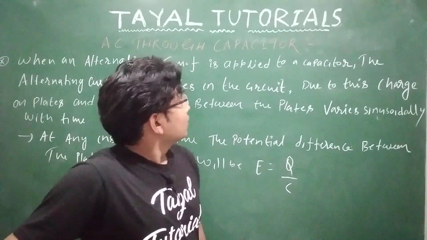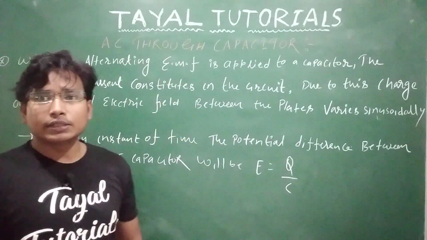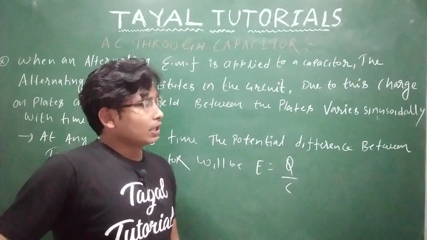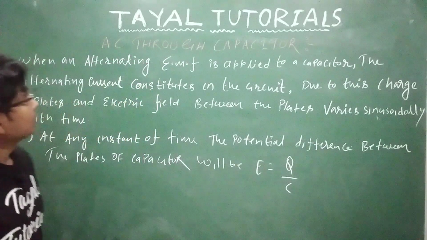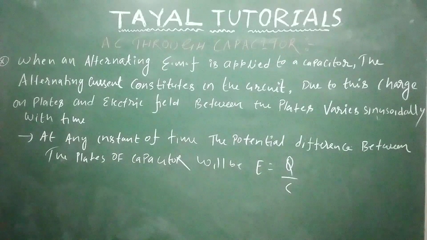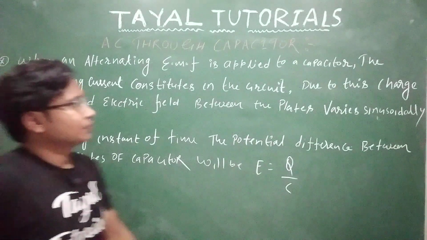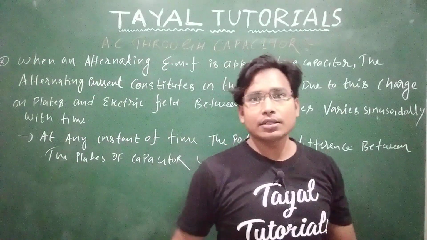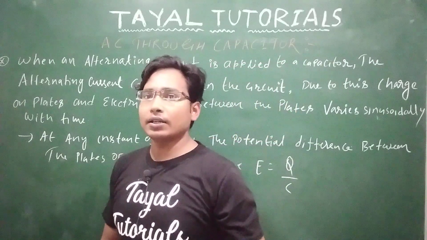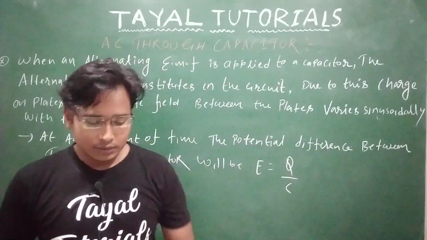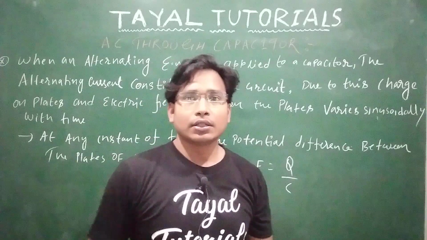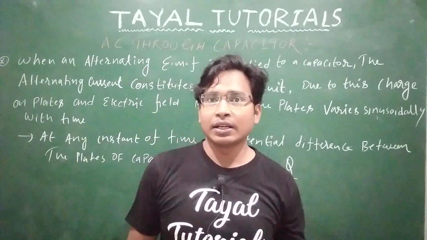Okay. See, up to here we have discussed the behavior of an inductor when alternating voltage is supplied to it. So, the basic thing is that in an inductor, the current lags the voltage by 90 degrees. In a capacitor, the current leads the voltage by 90 degrees.